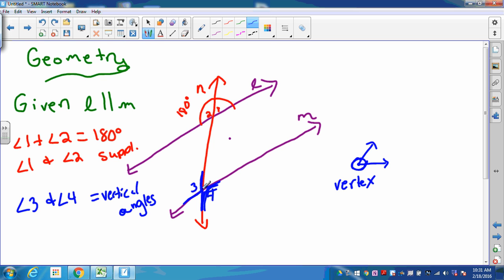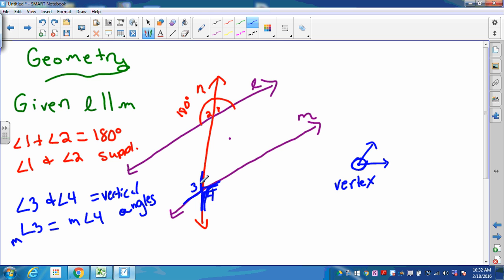Now, the cool thing about vertical angles, which I'm sure you found in your definitions, is that they're congruent. They have the same measure. So since angle 3 and angle 4 are vertical angles, that means that the measure of angle 3 equals the measure of angle 4. Okay, so that's really important for you to go ahead and learn and understand, is that vertical angles have the same measure.